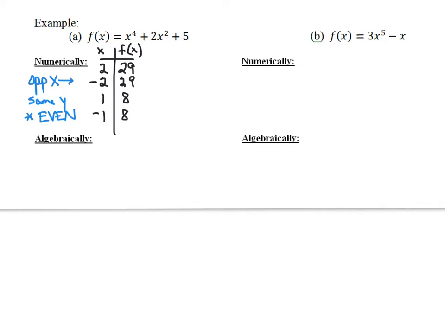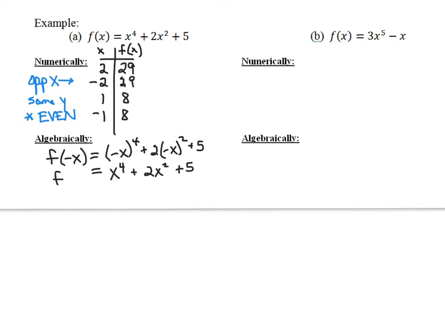Our next effort will be in looking at this algebraically. So algebraically means that I'm going to try to solve for f of negative x. I want to come up with an equation for the function when I substitute negative x in for all of the x's. So we're going to say negative x is going to be raised to the fourth power plus 2 times negative x squared plus 5. Now when I calculate this, I'm getting x to the fourth plus 2x squared plus 5.